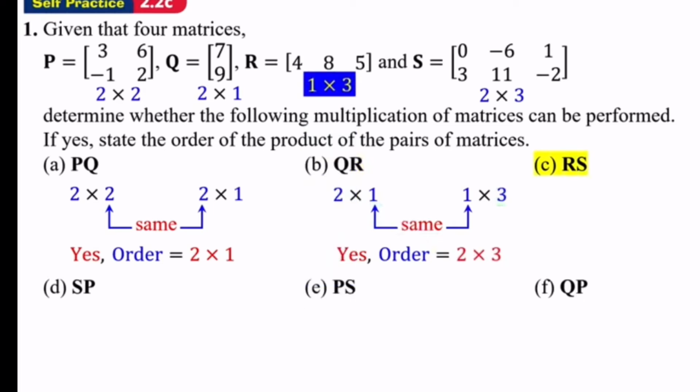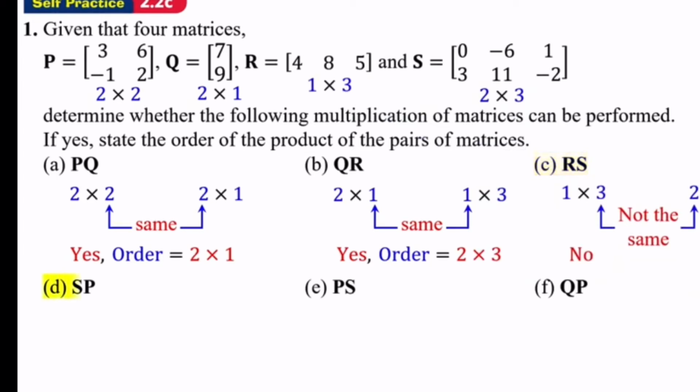Okay, let's see R and S. R is 1 by 3 and S is 2 by 3. It seems like we can't multiply because the number of columns for R is not the same as the number of rows of matrix S. Alright, so it cannot be performed. S and P: S is 2 by 3 and P is 2 by 2. So the answer is no, it cannot be multiplied.